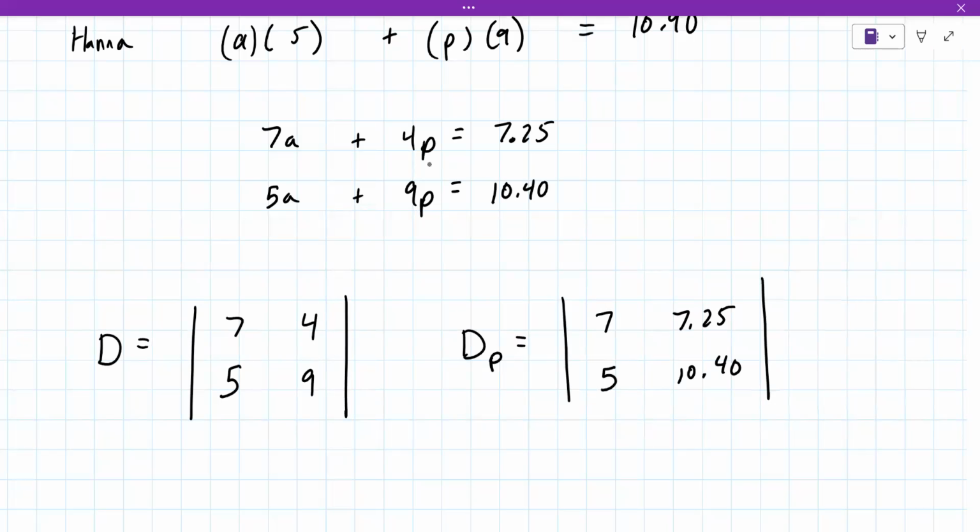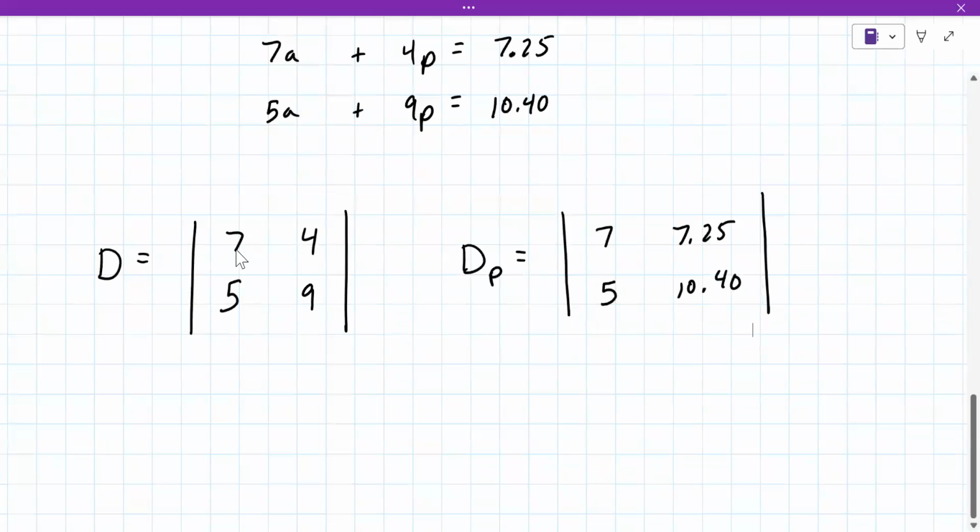All right. So just like the previous problems, I want you to find the determinant for both of these. You can use a calculator. You're multiplying the diagonals, 7 times 9 minus 5 times 4.